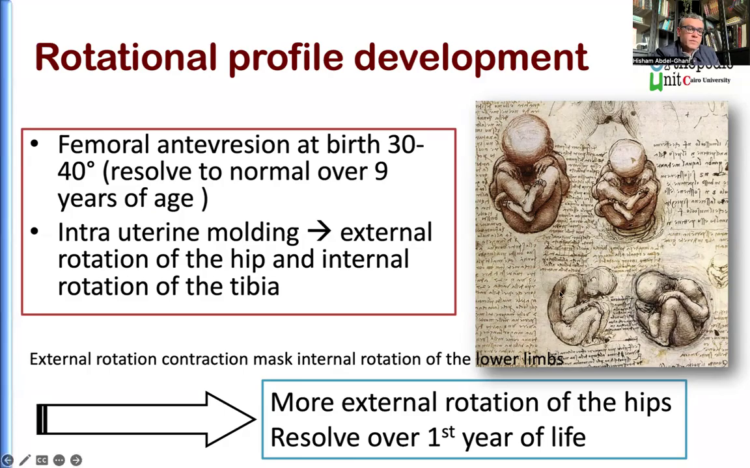Also, in the last month during gestation, there is molding of the child. The child is squeezed. And in this position, the tibia is internally rotated, the foot is internally rotated, and the hips are externally rotated. So the child is born with internal tibial torsion, and sometimes some metatarsus adductus that's passively correctable and will improve with growth.